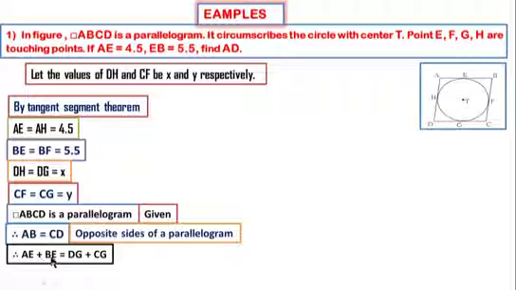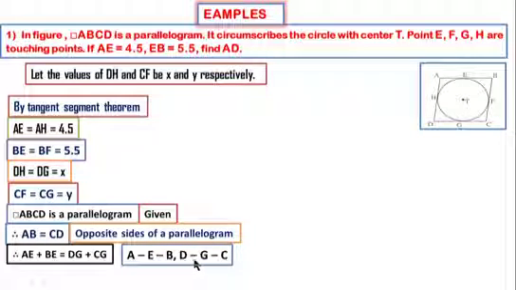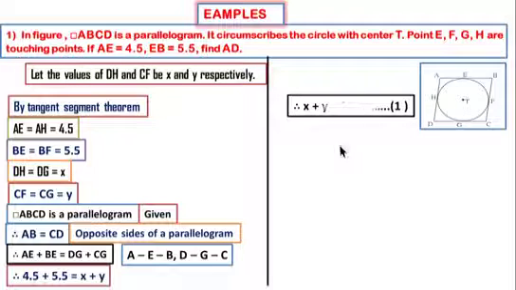Therefore, AE plus BE is equal to DG plus CG, that is, AEB and DGC. Therefore, 4.5 plus 5.5 is equal to X plus Y. Therefore, X plus Y is equal to 10. This is equation number 1.